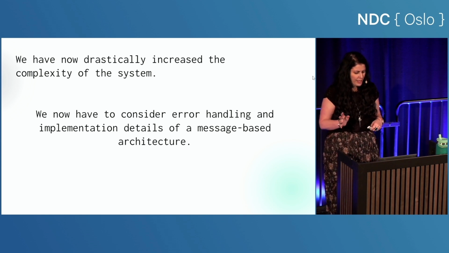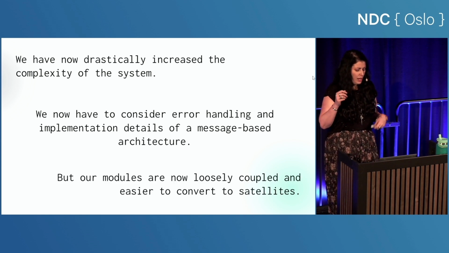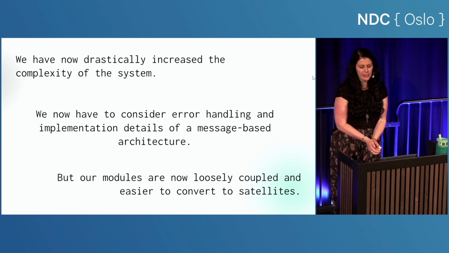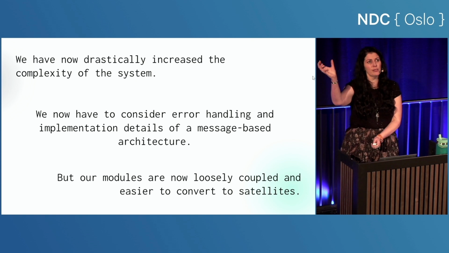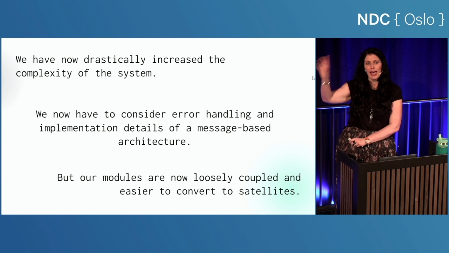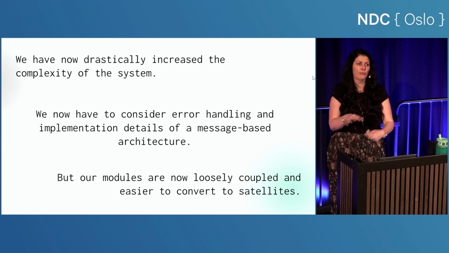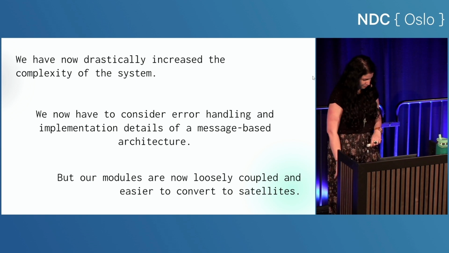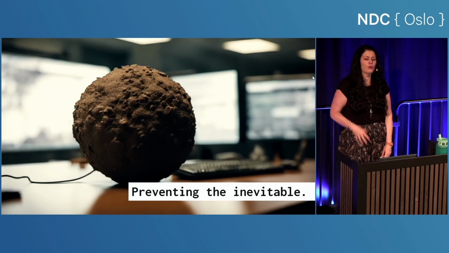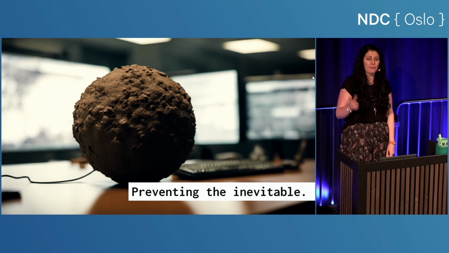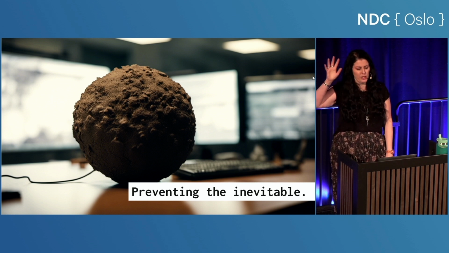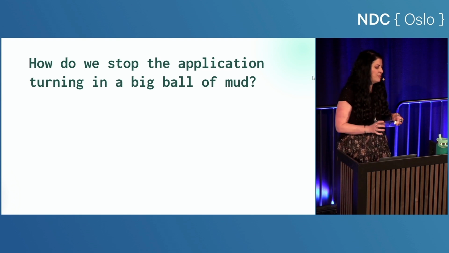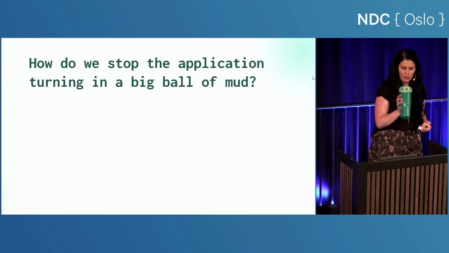Okay, so our modules are now loosely coupled and easier to convert to satellites, because we can just pluck one of those modules out into a satellite, and it will still continue chatting, more or less, to our message broker, and it's all fine and dandy. So how do we prevent the inevitable? That big ball of mud looming just behind you, ready to go. And this is something that you have to be very, very strict on.